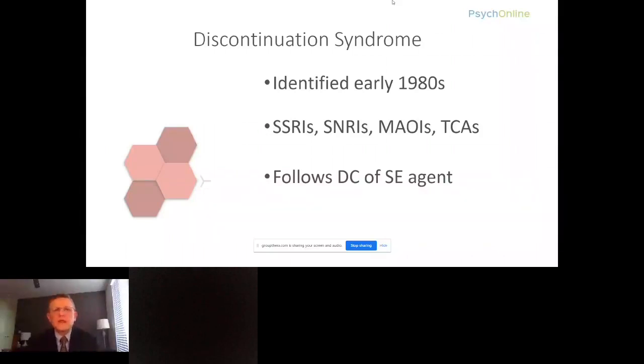All right, let's launch into the specifics. Discontinuation syndrome. This was identified in the early 1980s. We think of it as being associated with SSRIs, but it really follows the discontinuation of any serotonergic agent. So it's not just SSRIs, it's SNRIs, it's MAOIs, and it's, of course, tricyclic antidepressants.